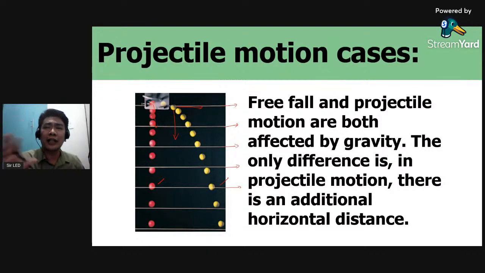That's why we call projectile motion 2D, or motion in two dimensions. It is moving in the dimension of the horizontal component, and at the same time moving in the dimension of the vertical component. I hope that's clear with you.